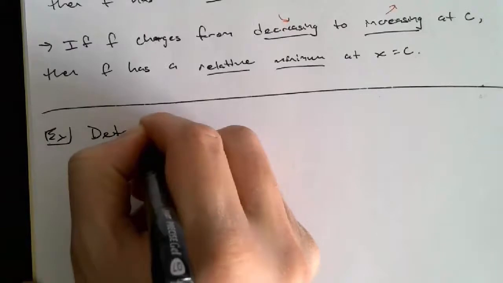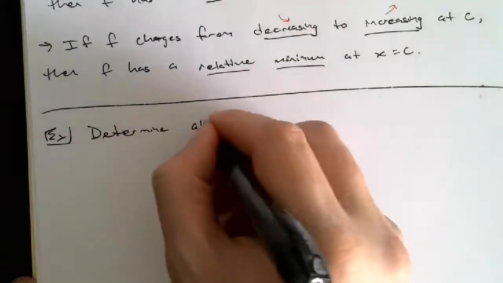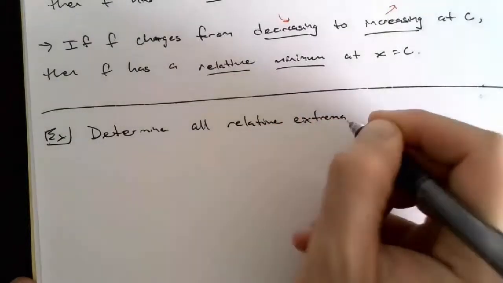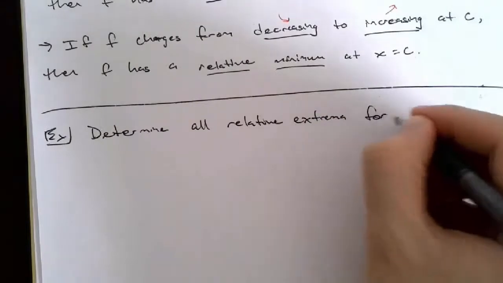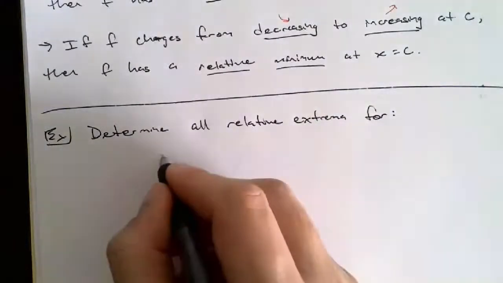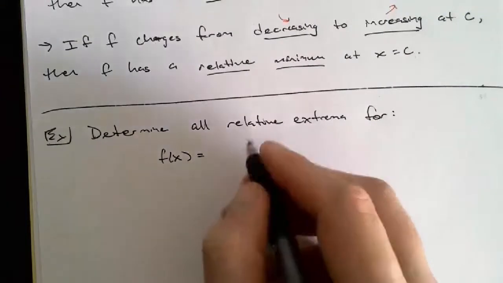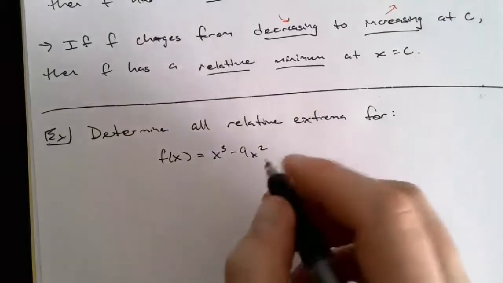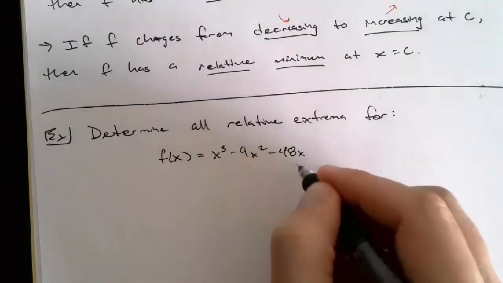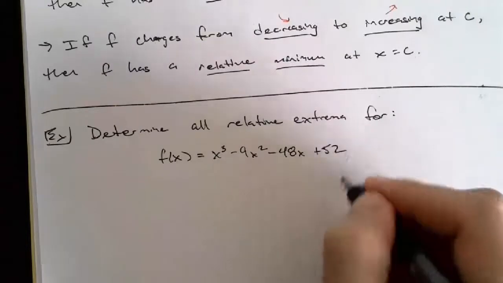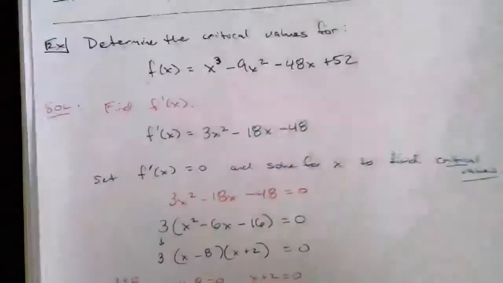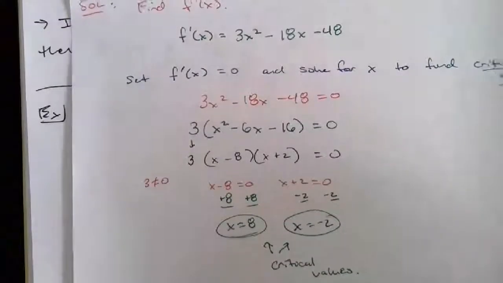So if I said determine all relative extrema for, and I'm going to write the same function I had. So for f of x equals x to the third minus 9x squared minus 48x plus 52. Okay, so it's the same function I had a minute ago. It's a different question, right? The question in the previous one was to find the critical values, which we did, right? We found the critical values are going to be 8 and negative 2.